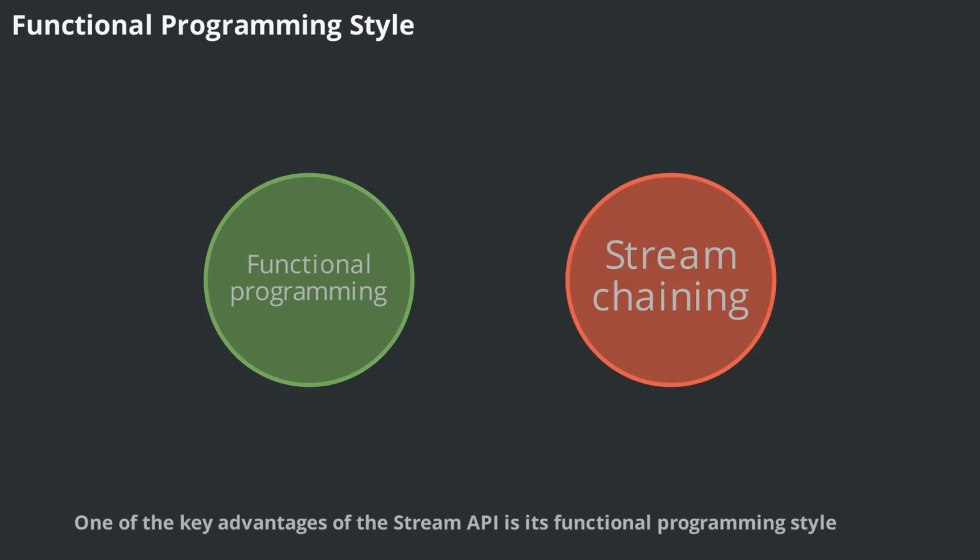One of the key advantages of the Stream API is its functional programming style. This approach leads to more concise, readable, and maintainable code. By chaining operations like filter, map, and collect, you can express complex data transformations in a clear and efficient way.